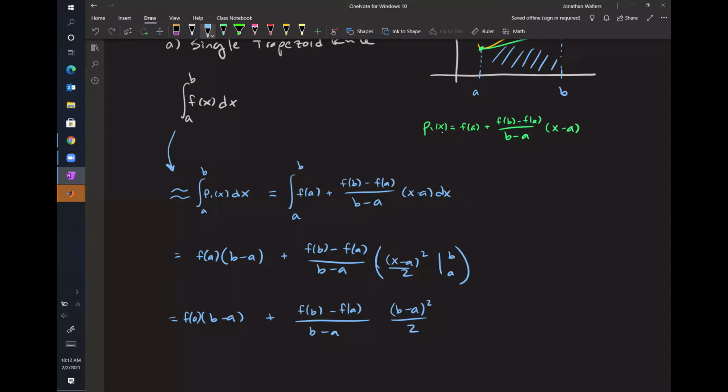All right, so now I can simplify a little bit. This b minus a cancels with this square. And what can I do? I can factor out b minus a, right? So I can say this is b minus a times f of a plus f of b minus f of a over 2.